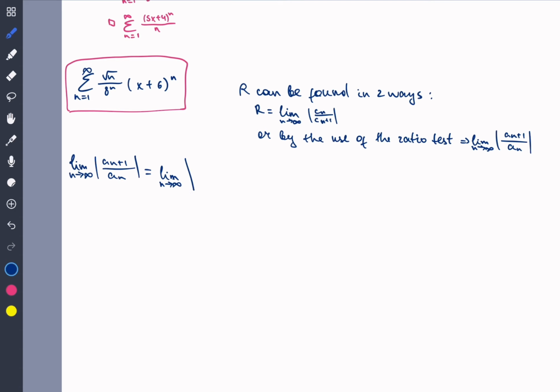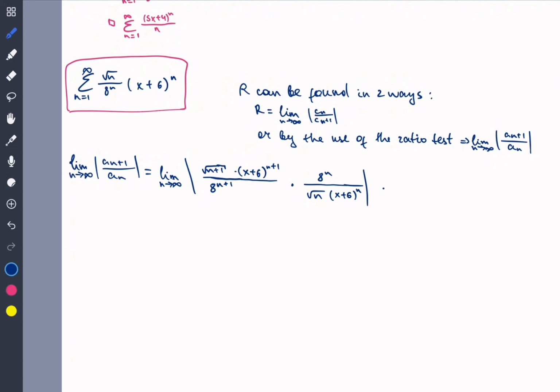It's just two alternative ways. So first I'm doing it by the ratio test, and in this case we have this whole thing, but instead of n we just write n plus 1, which is just square root of n plus 1 over 8 to the power of n plus 1, and then we write the x plus 6 to the power of n plus 1, and then times. Because it's division, I like to write times, but then obviously you don't have to forget to flip the fraction.